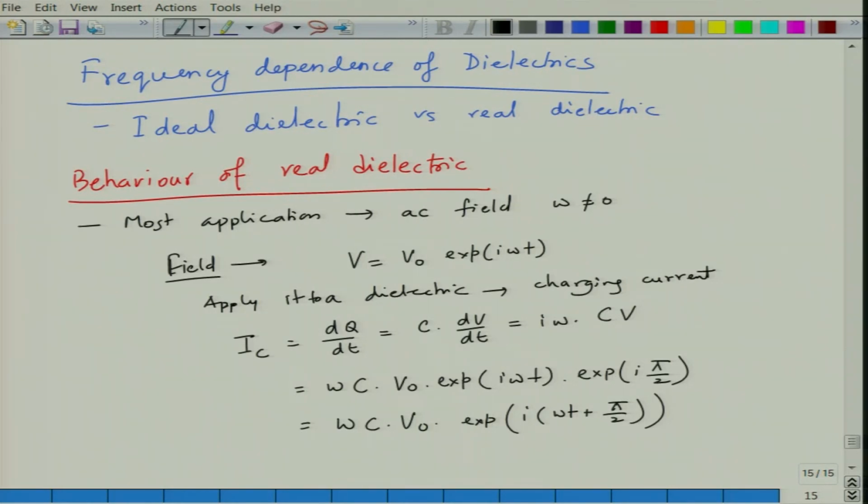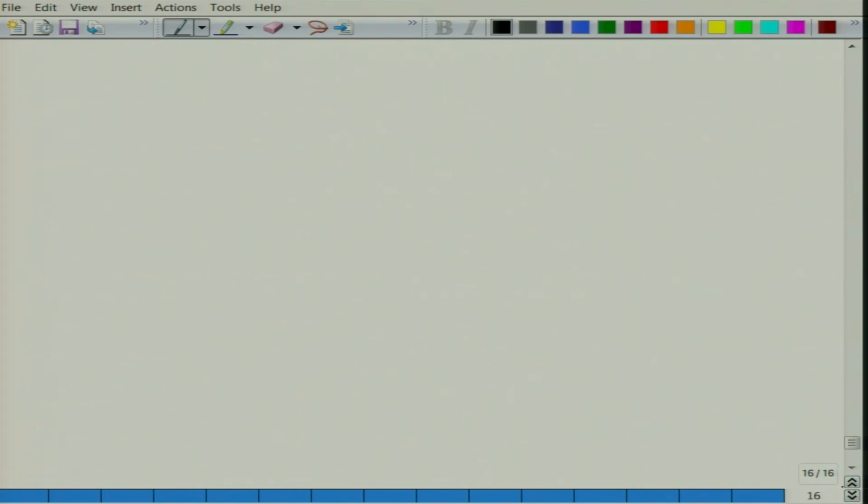What does this mean? This term pi by 2 basically means that the charging current in a perfect dielectric leads the voltage by an angle of 90 degrees, or pi by 2. So, for a perfect dielectric, if you now make the phasor diagram as we call it, if this is the voltage vector, then the current leads the voltage by an angle of 90 degrees, okay.